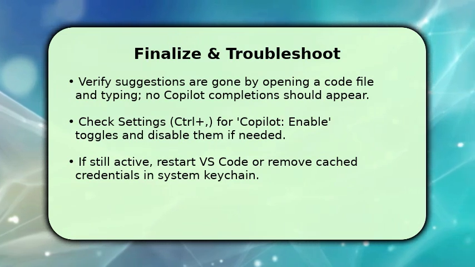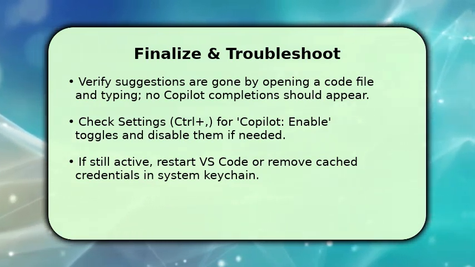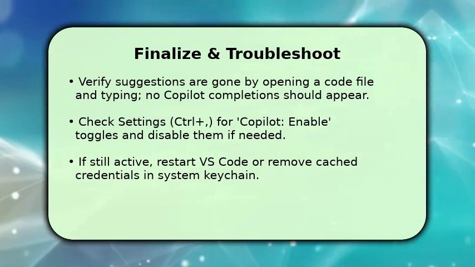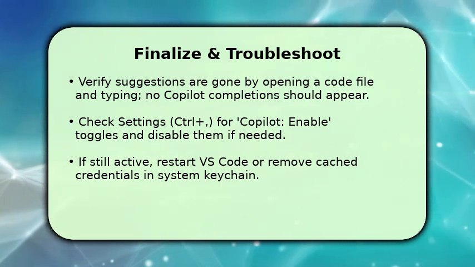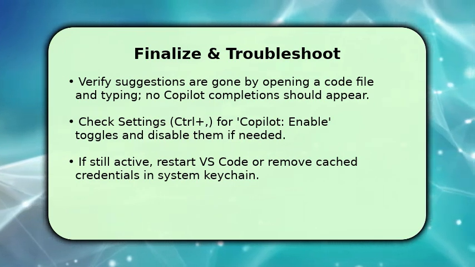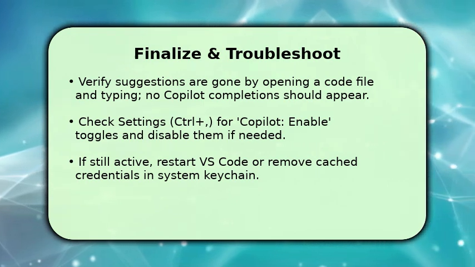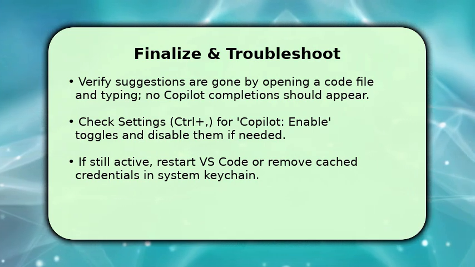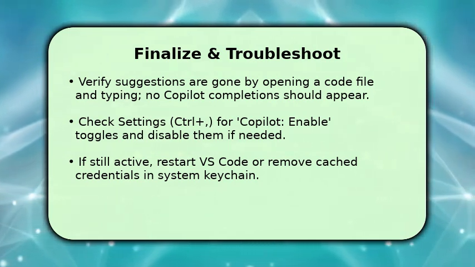Open a code file and type to confirm Copilot suggestions are absent. If you still see suggestions, go to Settings with Control+, and search for Copilot toggles to ensure they are off. Some features persist until you flip those switches. Make sure to restart VS Code after changes, and if authentication persists, clear GitHub credentials from your system keychain or credential manager. If problems continue, reload the window and repeat uninstall or sign out steps to fully stop Copilot.